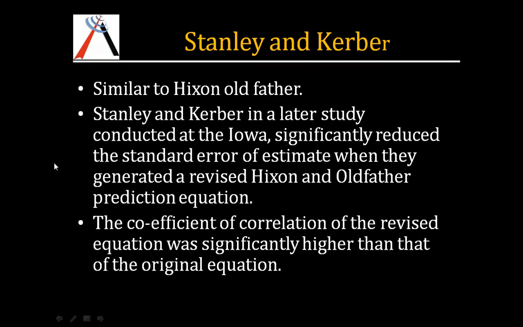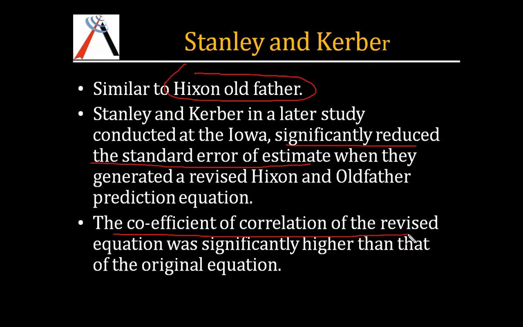The Stanley and Kerber analysis is very similar to the Higson-Ohlfather analysis. The only difference is the standard error of estimate is significantly reduced, and the coefficient of correlation of the revised equation was significantly higher than that of the original equation. Except for the standard error of estimate and the coefficient of correlation, all the steps of Stanley and Kerber and Higson-Ohlfather analysis are very much similar.